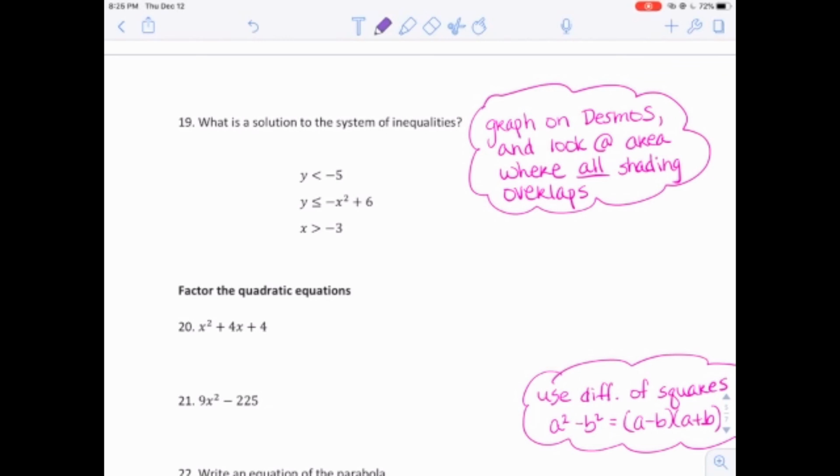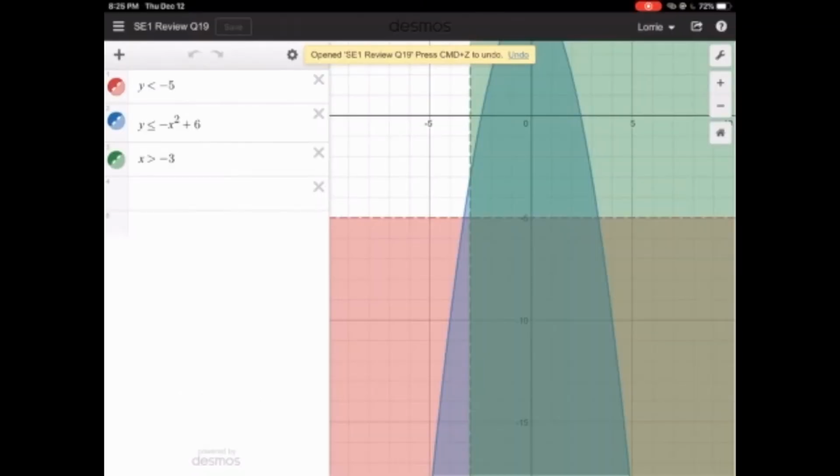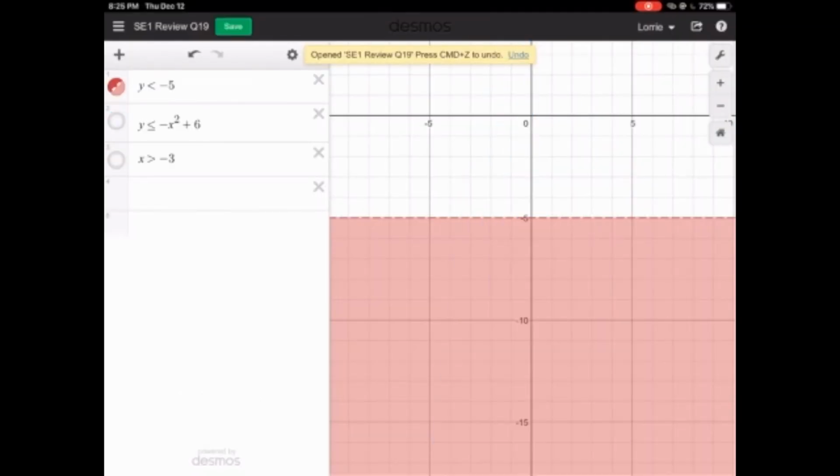So for our purposes, we're just going to do a sample solution. We're going to look at where the shading all overlaps and pick a single point. It could be any point. So we will do a sample solution by putting these inequalities into Desmos and seeing where they all overlap. So let's take a look at that. I'm going to turn these off and look at them one at a time.